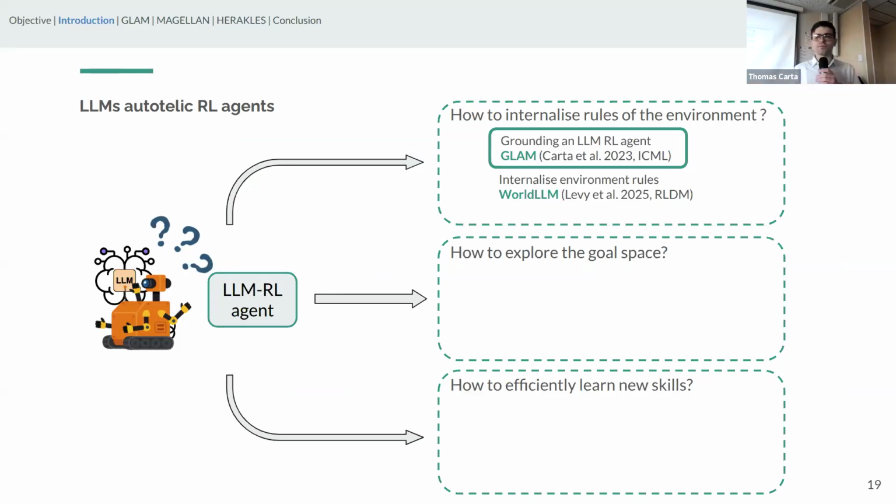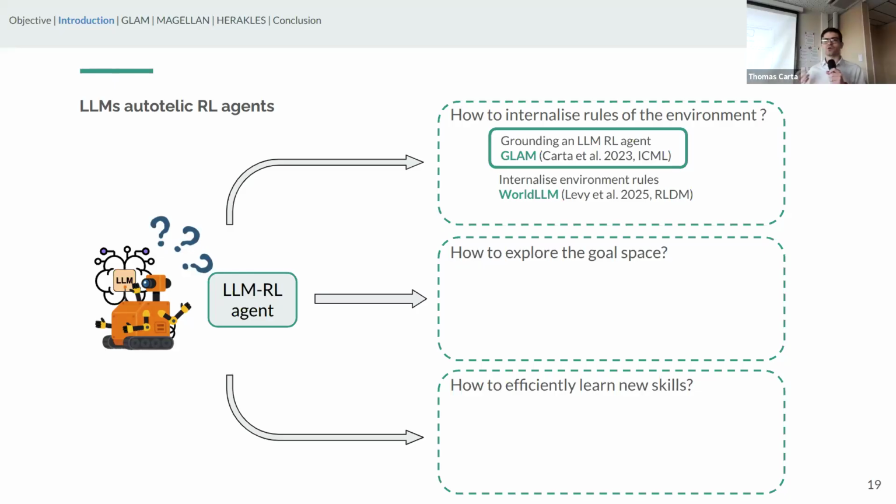And I directed my research through three questions. The first one is how to internalize the rules of the environment. And I developed that through a work called GLAM that I will develop later, in which we ground LLMs as RL agents inside an environment. Another work is called Worldllm, in which we internalize and discover the environment rules.